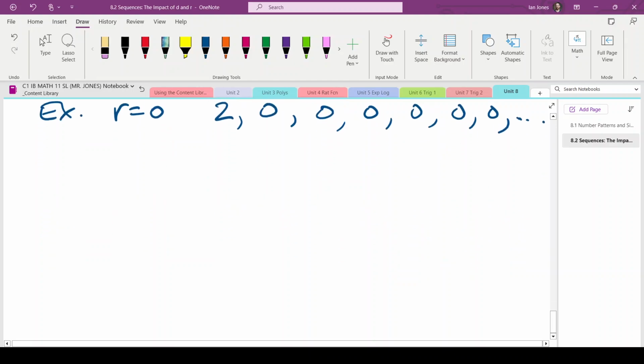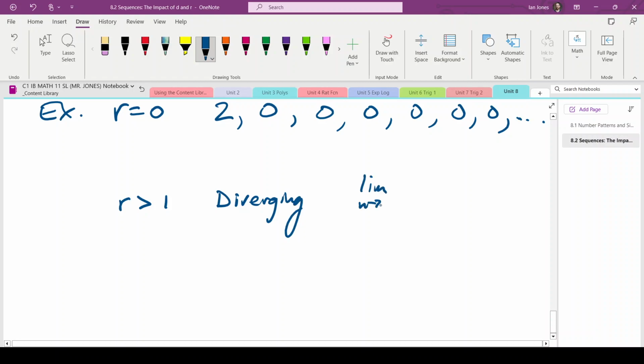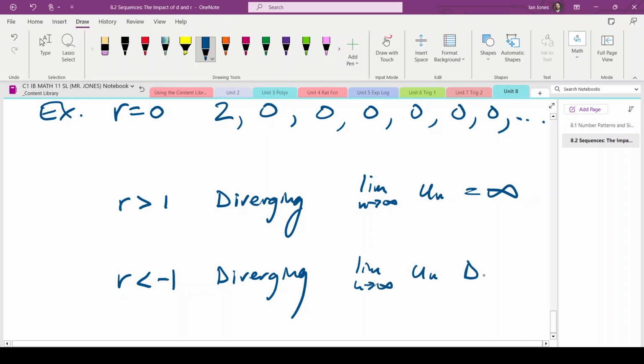But when r is greater than 1, we have a diverging sequence, and we have that our limit, as n goes to infinity, of un is infinity. When r is less than -1, we also have a diverging sequence. And this time the limit as n goes to infinity does not exist, because we get the behavior where each subsequent value changes sign and it gets bigger and bigger and bigger and explodes.